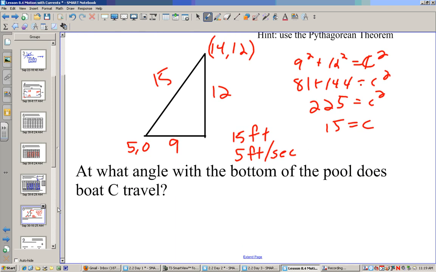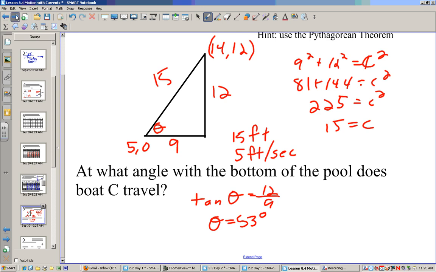So at what angle with the bottom of the pool does C travel? Well, here's the bottom of the pool. So that angle is going to be, you can use tangent of theta is 12 over 9. So I just do the inverse tangent of 12 over 9 to get the value of 53 degrees.